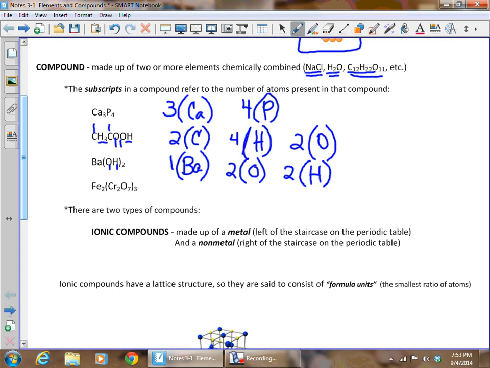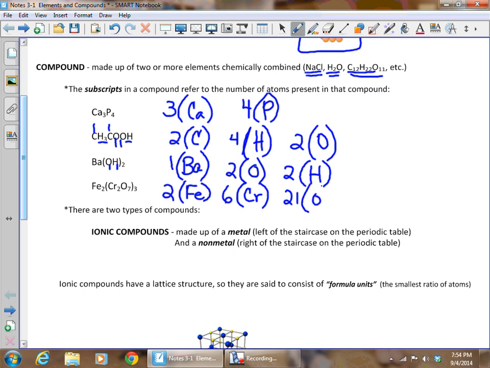Hopefully you tried it and you came up with the fact that since iron is not in parentheses, it simply has a 2 after it. That indicates that there are 2 iron atoms. But Cr2O7 is in parentheses and there's a 3 after it. So that indicates that there are 3 times 2, or 6 chromiums, and 3 times 7, 21 oxygens.